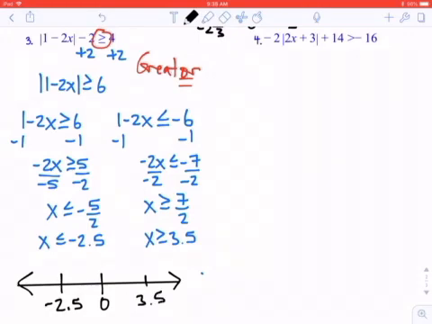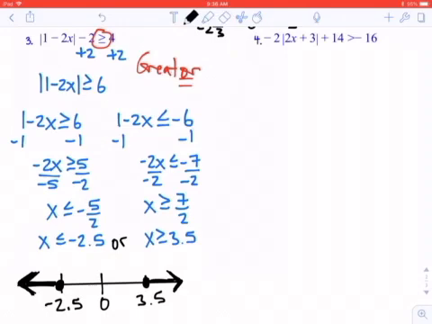And then it's less than or equal to negative 2.5. So it's got to be filled in because it's equal to, and shaded to the left to represent numbers that would be less than. And then it's greater than or equal to, because it's an than because it's equal to.